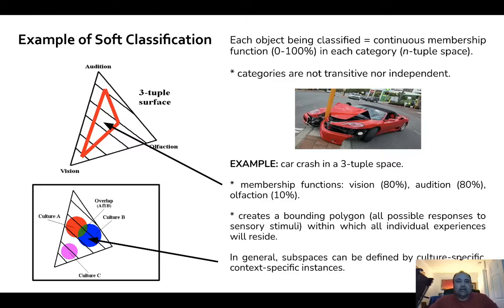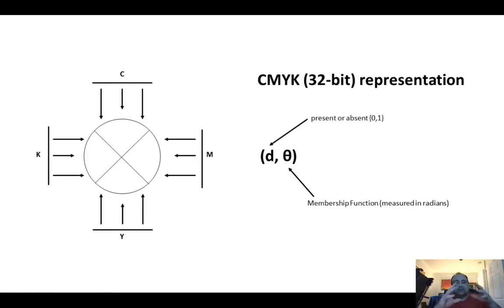And so an example of a soft classification is something like this. I think I showed this before, where you witness a car crash and you have this 3-dimensional or 3-tuple sensory space, and this experience is bounded by this red line, and these are all the membership functions of all the observations you make over a given interval of time. And then eventually, if you compare these with other such representations, they yield cultures that are independent or overlapping. And you can do these sorts of representations even more complex.